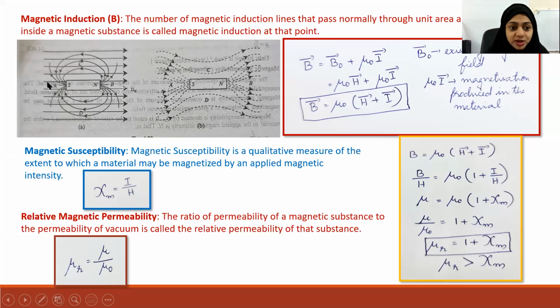But inside, we know that the applied magnetic field is in this direction from right to left. And inside this magnetic substance, if the loop continues like this, it will go in the same direction inside the magnetic substance, which means there will be more dense magnetic field lines inside the substance. So inside the substance, what happens? The total magnetic field B is equal to the applied magnetic field plus the magnetization.